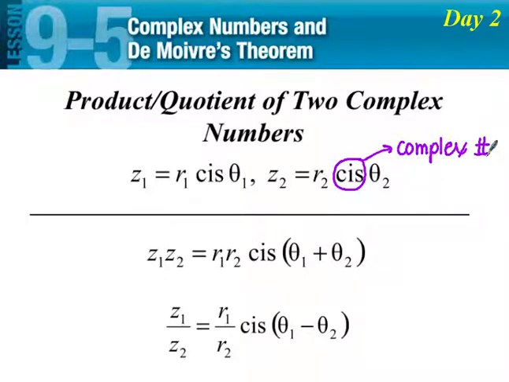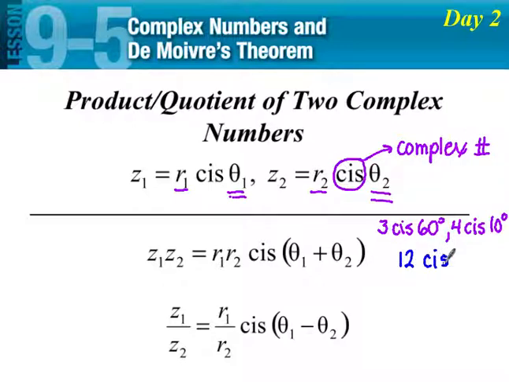And so if I want to find the product of these two complex numbers, which is in fact what you had on your homework, all you're going to do is multiply the r's and add the angles. That's all you're going to do. So if you had two complex numbers, for example 3 cis 60 degrees and 4 cis 10 degrees, the product of those would be 12 cis 70. That's all you do.